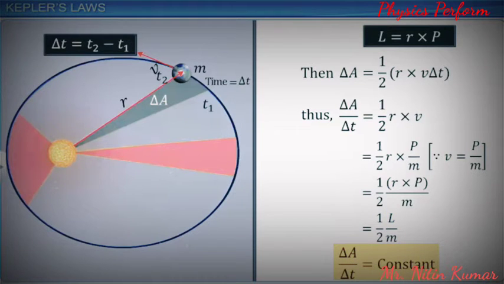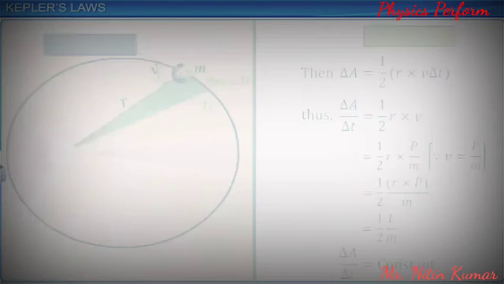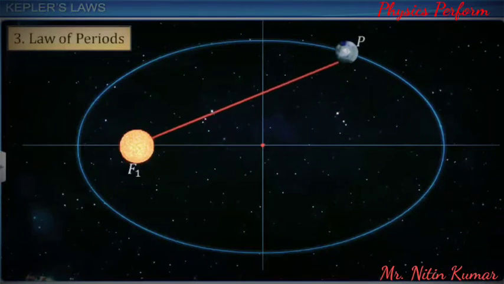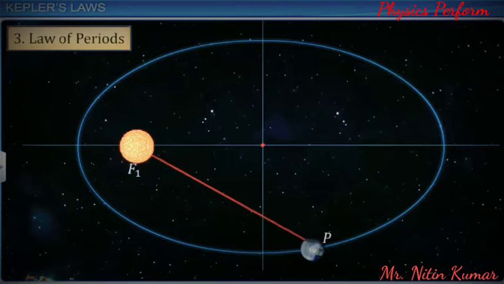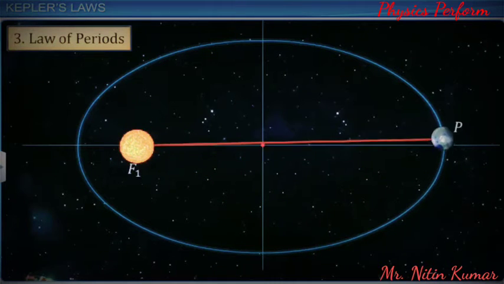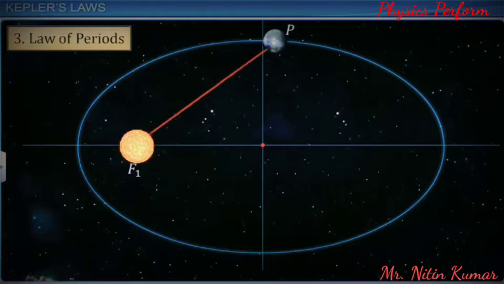Kepler's third law of planetary motion is called the law of periods. According to this law, the square of the time period of a planet is directly proportional to the cube of the semi-major axis of its elliptical orbit. That is, T squared is proportional to r cubed, where T is the time taken by the planet for one revolution and r is the length of the semi-major axis of its elliptical orbit.